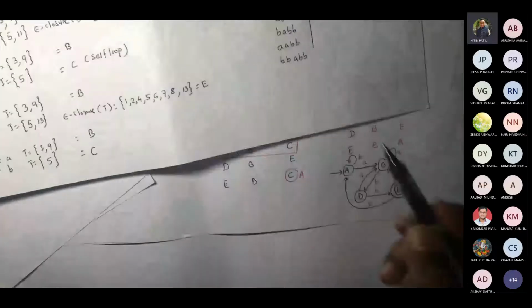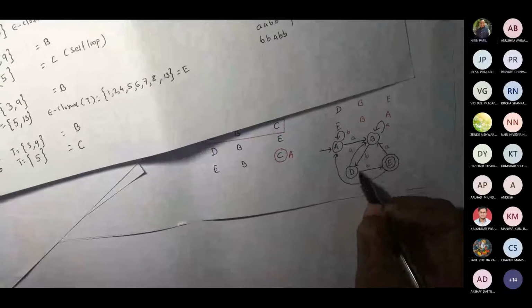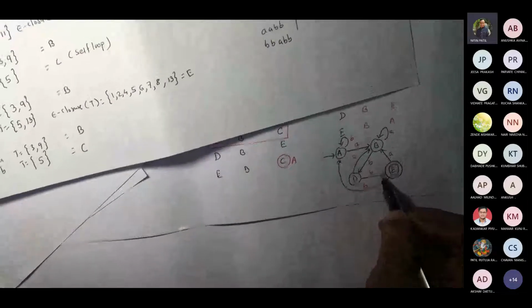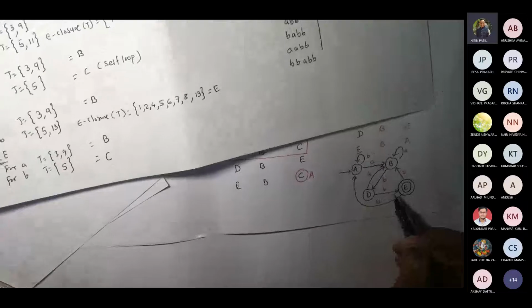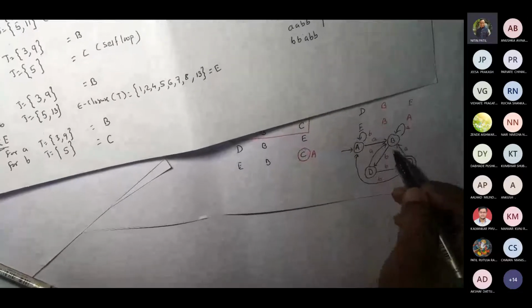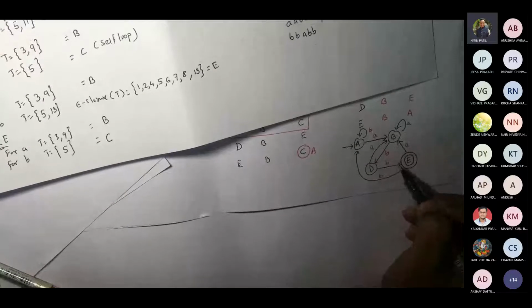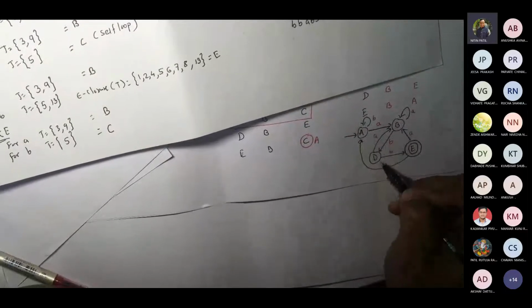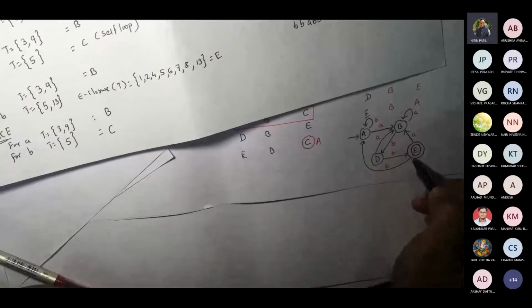Let us take first A, B, B. It is taking us to final, correct? Then B, A, B, B. Then next is A, B, B. Then the last one, B, B, A, B, B. So it is taking us to final.